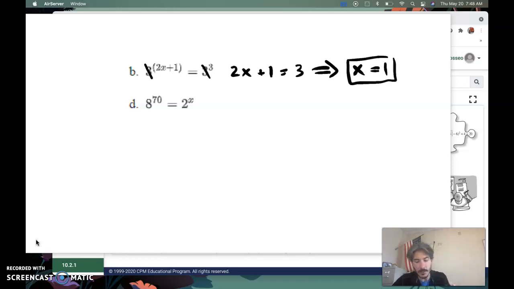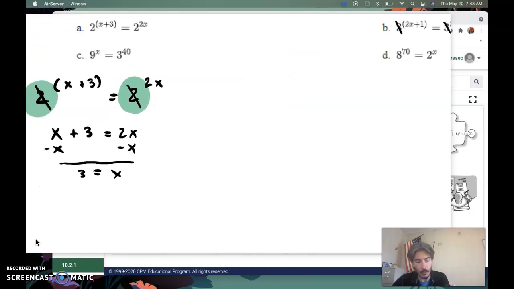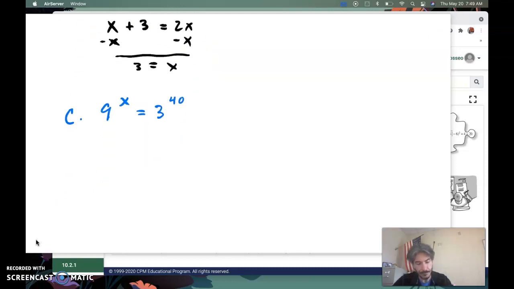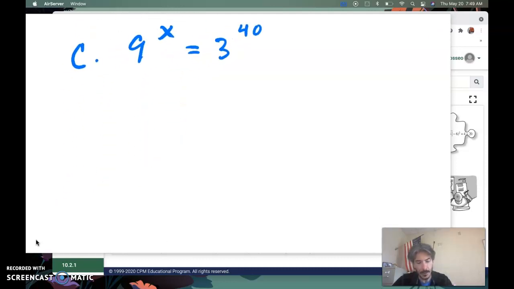One more strategy I'm going to show you in solving for a variable in the exponent is what to do if you run into something like letter C. Letter C says 9 to the x equals 3 to the 40th power. Okay? Check out letter C here. Because now you might be looking at this and going, well, gosh, Anderson, what the heck? The bases aren't the same. 9 is not the same number as 3. And here's where the rewrite comes in.